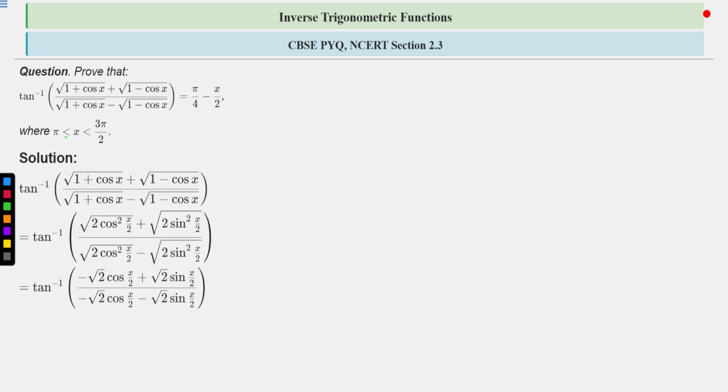And in the second quadrant, sin x by 2 is positive, right? Therefore, you can write plus root over 2 sin square x by 2 as plus root 2 sin x by 2. And similarly in the denominator part.